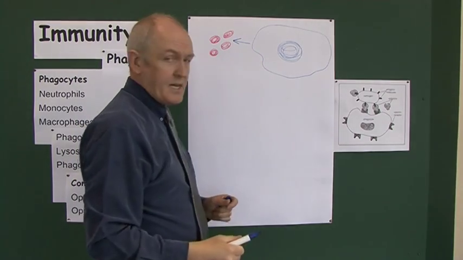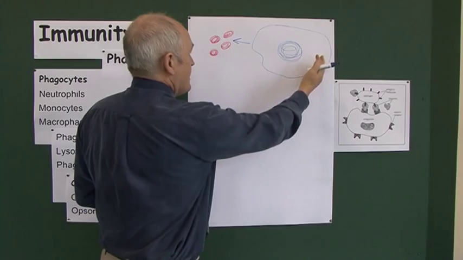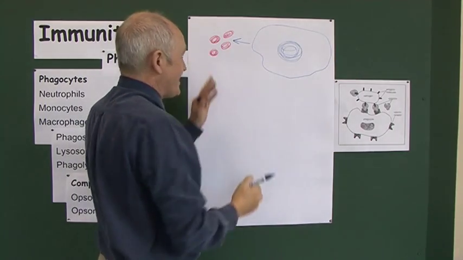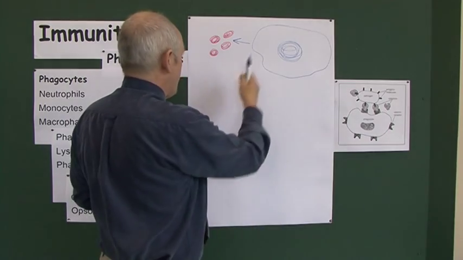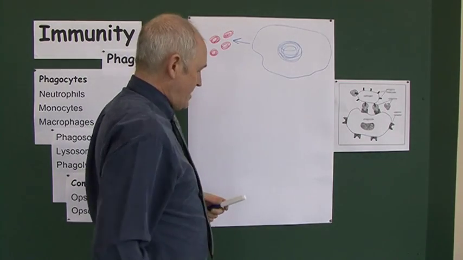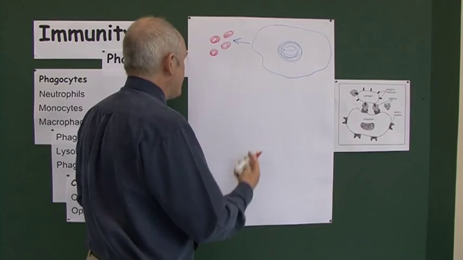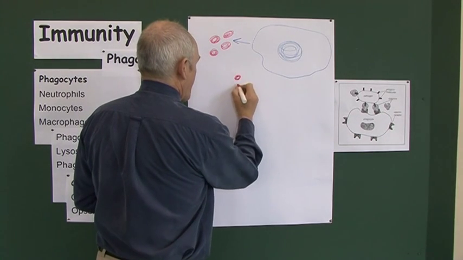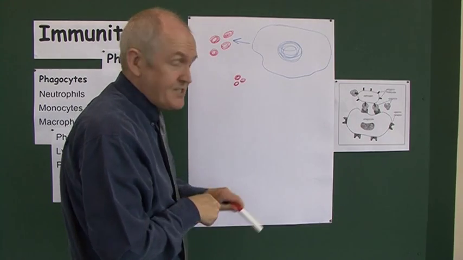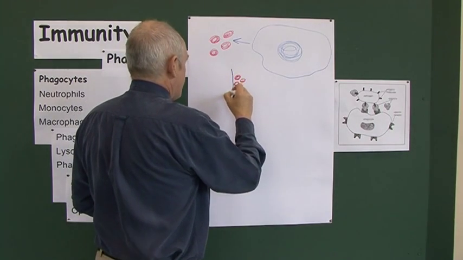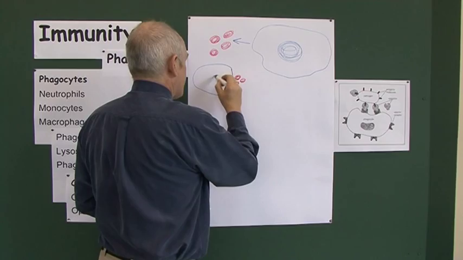So that's the first thing. It will recognise the bacteria and move towards it, because it's chemically attracted to the bacteria. So you end up with a situation where you have the bacterial infecting organisms here, and the macrophage is now right next to it like this. So that's the next stage in the process.